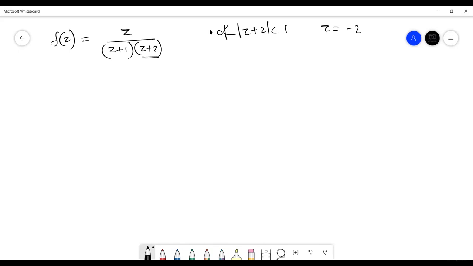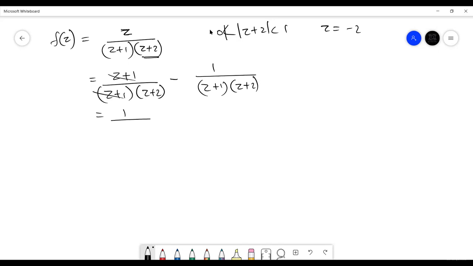separate this. To do that, I am writing it like this: z plus 1 over z plus 1 into z plus 2, minus 1 over z plus 1 into z plus 2. Here z plus 1 cancels out, and you can write 1 over z plus 2. So now this is separated. This is one term in the Laurent series. Minus, I'll try to partially fraction this. We'll write this in partial fractions.